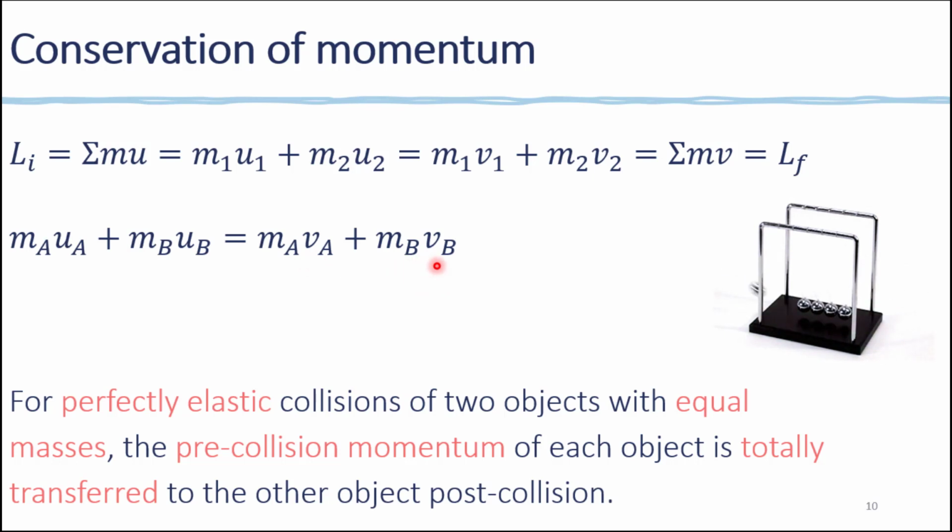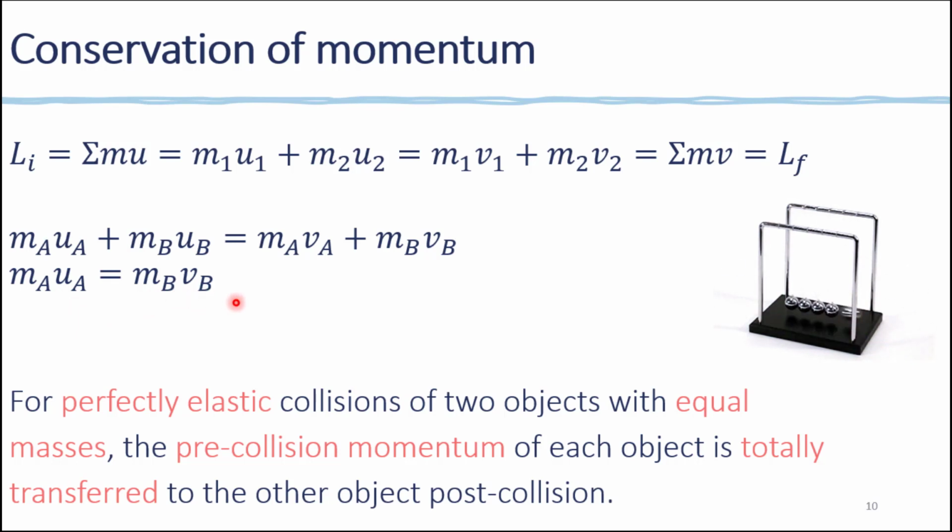Now we observed that the velocity of marble A was 0 after the collision, and that the velocity of marble B was 0 before the collision. So we can simplify our equation to something that looks like this. We just have the mass of marble A times the pre-collision velocity of marble A is equal to the mass of marble B times the post-collision velocity of marble B.